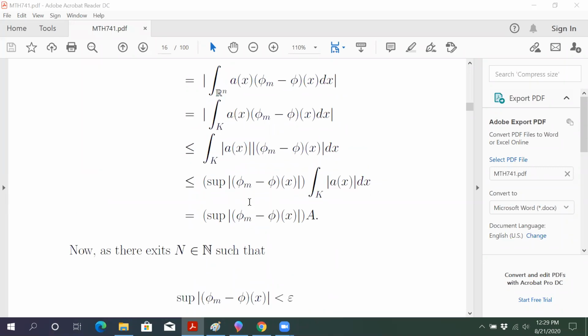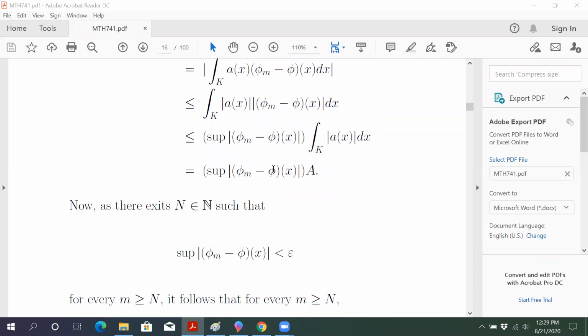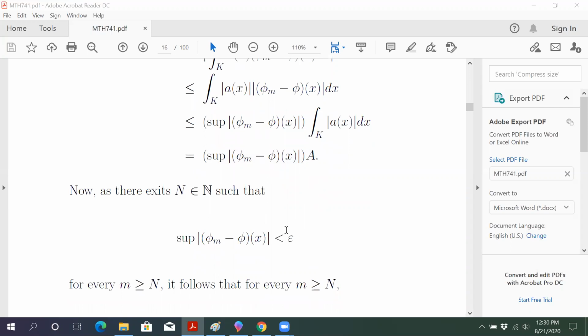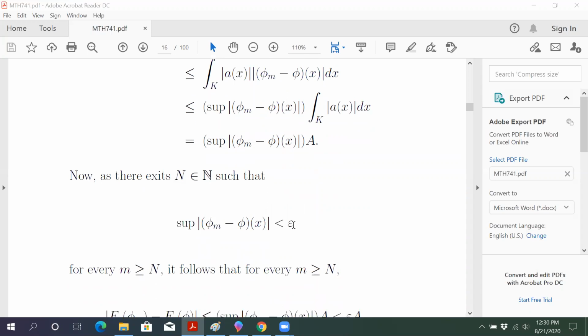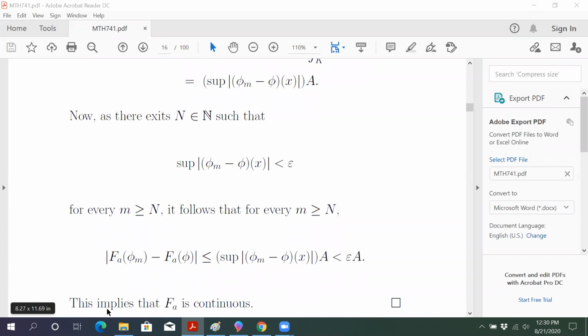Now look at here, we have this, right? So the absolute value of this one is less than this. Since phi m is convergent to phi uniformly, for any positive number epsilon, there is a positive integer n such that for every m greater than n, this sup is less than epsilon. We proved this is less than this, and when m is large enough, this is less than epsilon. So epsilon times a is another small positive number, epsilon prime. So if m is large enough, the distance between these two can be smaller than any positive number. This means this sequence is convergent to this, and that means fa is continuous.